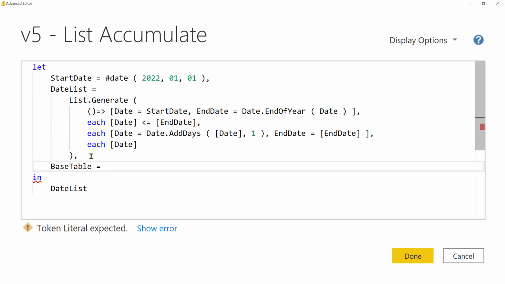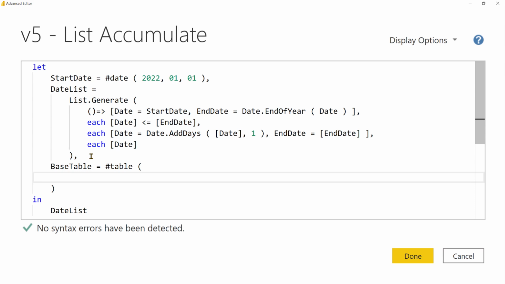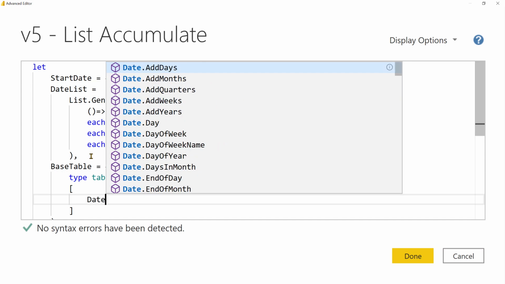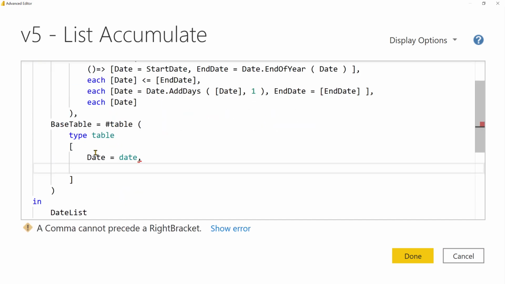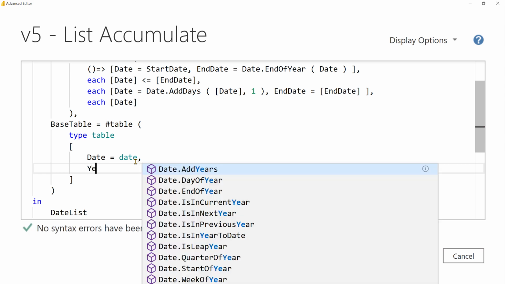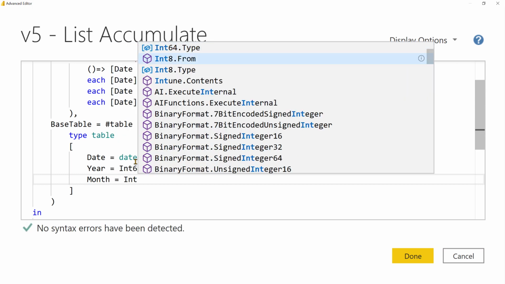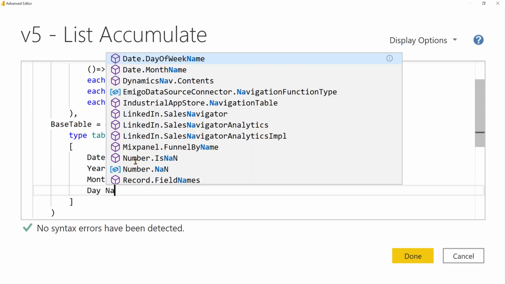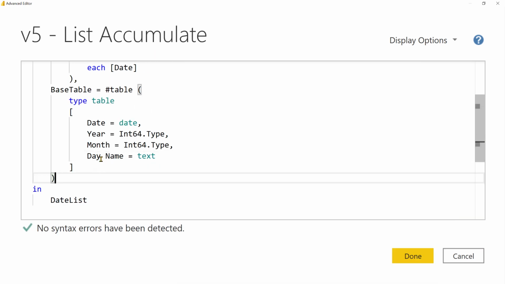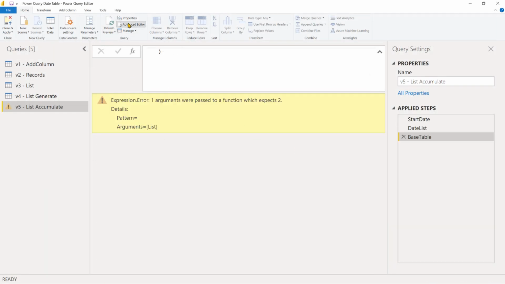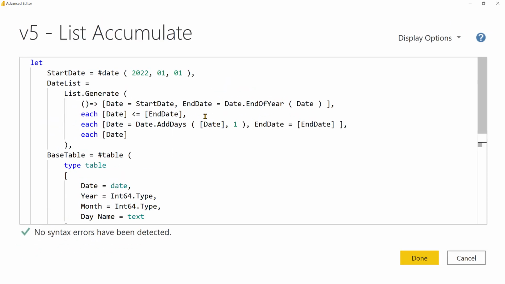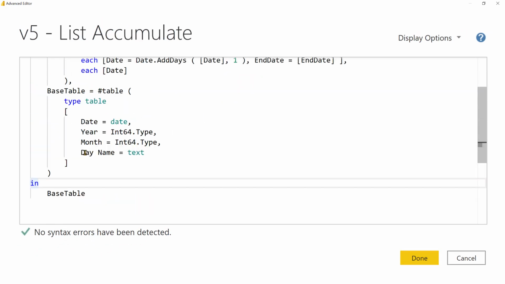We are going to use the table constructor, Table. We open the round bracket and say type table, and then we provide the data type of the columns as well, so that the code is more sorted from the beginning. The first column is of the date data type, then the year is of the Int64.Type, the month is Int64.Type, and finally the day name is text. If I return that table and click on done, we are not showing anything, because we have still not inserted a row inside that table for the values of each column.